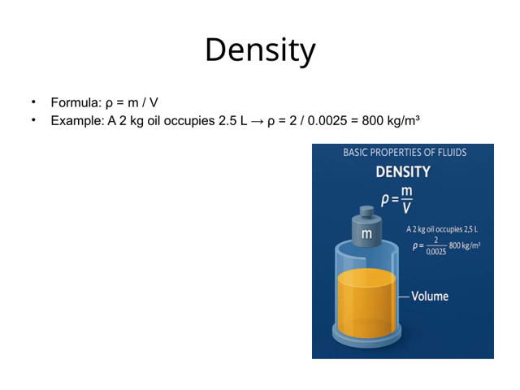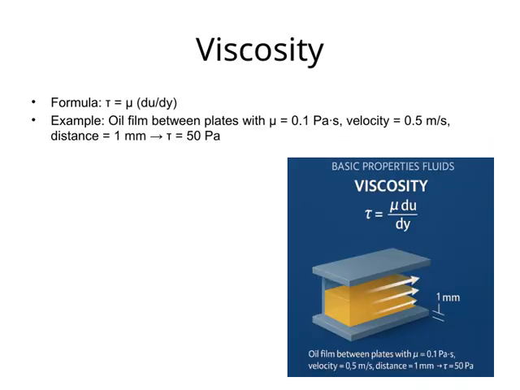Let's talk about viscosity, which is a measure of a fluid's resistance to flow. The key equation here is tau equals mu times du/dy. In this formula, tau represents the shear stress, mu is the viscosity coefficient, and du/dy is the velocity gradient perpendicular to the flow direction. To make this clearer, consider an example.